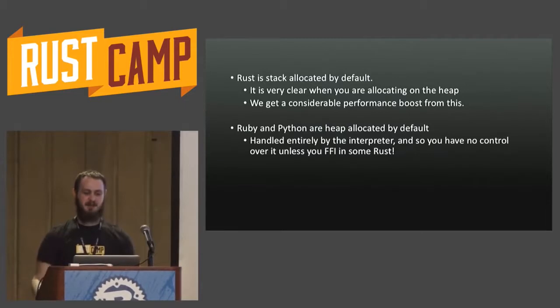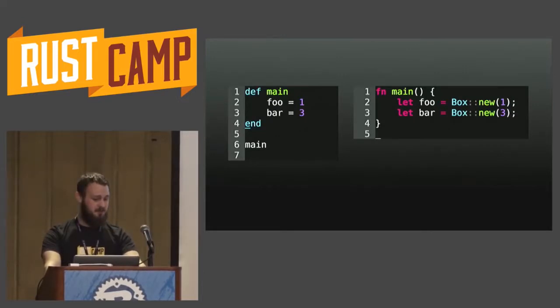So Rust is stack allocated by default. It's very clear when you're allocating on the heap: just Box, or anything that uses Box. We get a considerable performance boost from this compared to, say, Ruby and Python, which are heap allocated by default. There are some fun little optimizations that they do to make that not always 100% true. But in general, when you create something in Ruby or Python, it's going to be allocated on the heap. And unless you FFI in some Rust, that's just the way it's going to work, and you don't have much choice. Back to the simple thing, these are roughly equivalent.